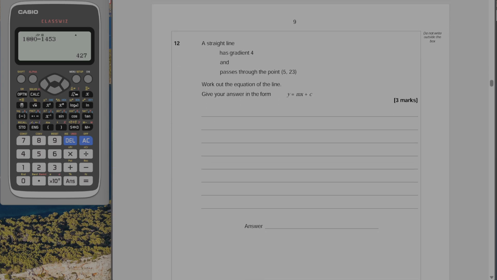Right, question 12. A straight line has a gradient of 4 and passes through the point. Work out the equation of the line, giving your answer in the form. So gradient of 4 means m is equal to 4. So that gives us y is going to be equal to 4x plus c. And we're going to use the coordinate 5, 23 to work out the value of c. So 23 is equal to 4 times 5 plus c. So that's going to be 20, so c is going to be equal to 3, meaning the equation of the line would be y is equal to 4x plus 3.